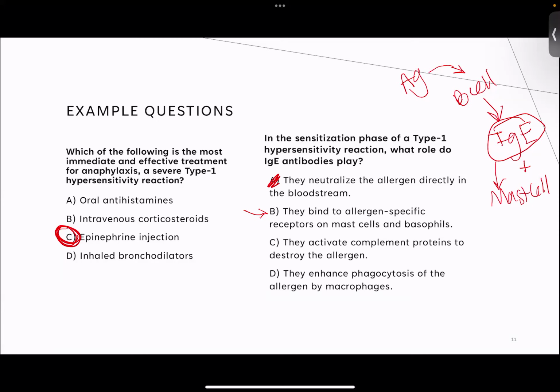Does the IgE sensitization lead to complement protein destroying the allergen? No, it leads to mast cell degranulation. Or will IgE sensitization cause phagocytosis of the allergen by the macrophages? No, we are having degranulation of the mast cell and the basophil. So our answer is B.